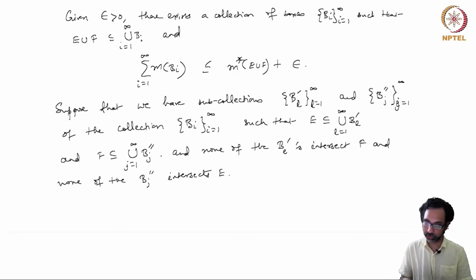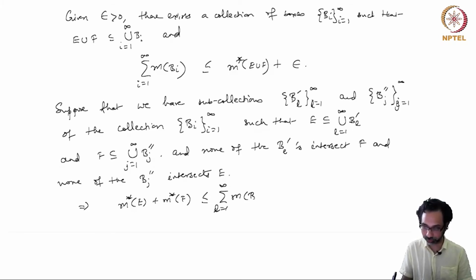So then these two collections are separate, there is no overlap between them. So this implies that m star E plus m star F is bounded above by the sum l equal to 1 to infinity of m of Bl prime, and then j equal to 1 to infinity of m of Bj double prime.